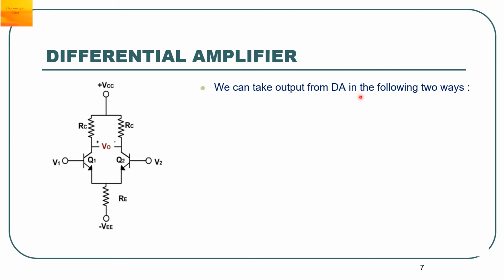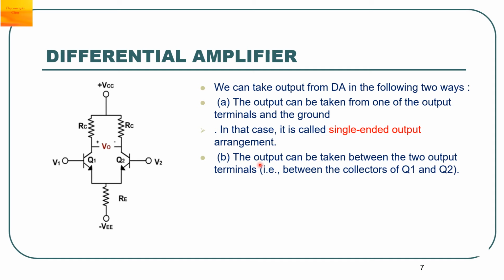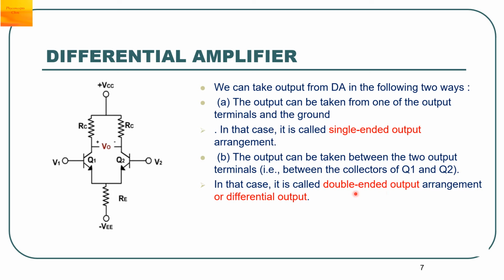In the same way, we can take the output from the differential amplifier in the following two ways. First is the output can be taken from one of the output terminals, that is one of the collectors, and the ground. So this is called as single-ended output arrangement. Second method is that the output can be taken between the two output terminals, that is between the collectors of Q1 and Q2. So this is called as double-ended output, or more famously it is called as a differential output.